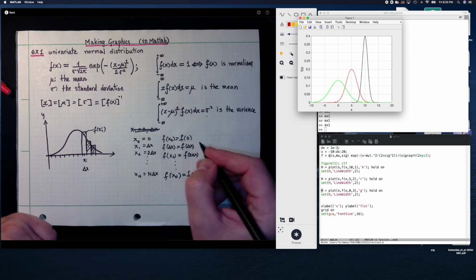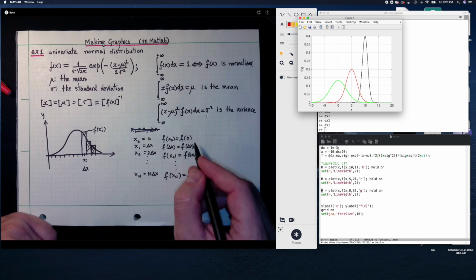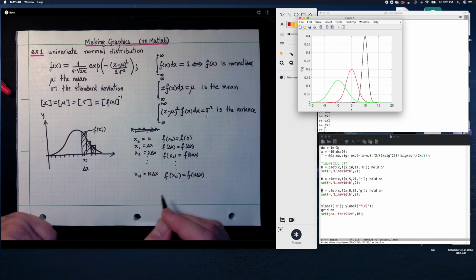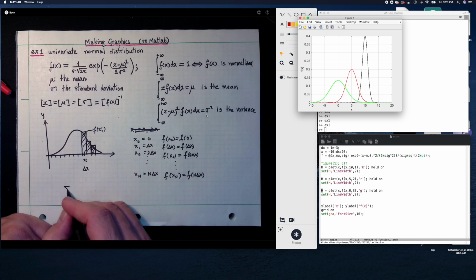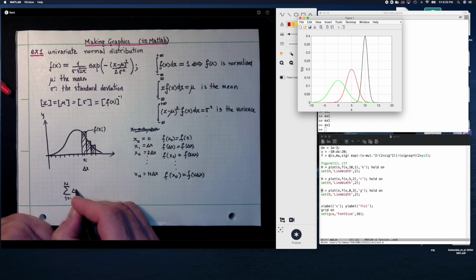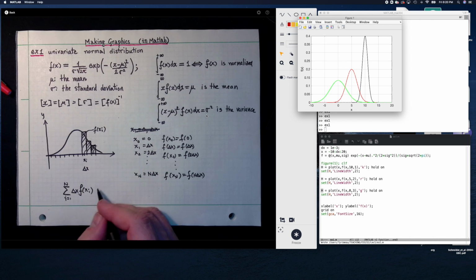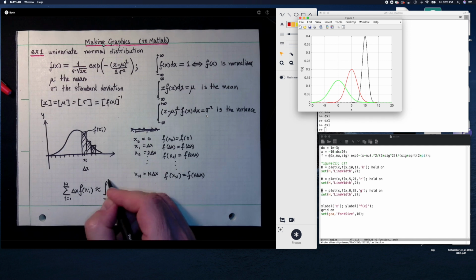And then if I multiply all of these by dx, this is the height of all these rectangles, right? And I sum. So if I sum for i equals 1 to n delta x times f of xi, then I'm going to be adding the area of a bunch of little rectangles. And this should be a good approximation to the integral from minus infinity to infinity of f of x dx.